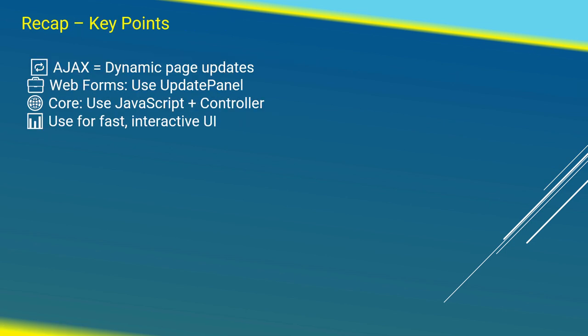To wrap up, AJAX lets you create faster, smoother web apps. Web Forms make it easy with the UpdatePanel, while Core gives you full control with JavaScript and JSON.